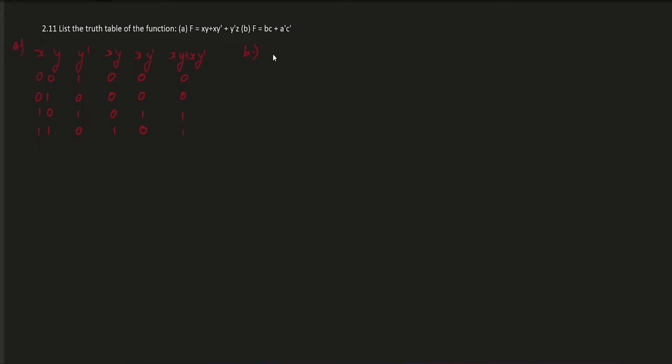and B is, we have A, B, C, and we are also having A bar, C bar. We have BC, then we have A bar C bar. Finally we have BC plus A bar C bar. So 0 0 0, 0 0 1, 0 1 0, 0 1 1, 1 0 0, 1 0 1, 1 1 0, 1 1 1. A bar will be 1 1 1 1 0 0 0 0. C bar will be 1 0 1 0 1 0 1 0.